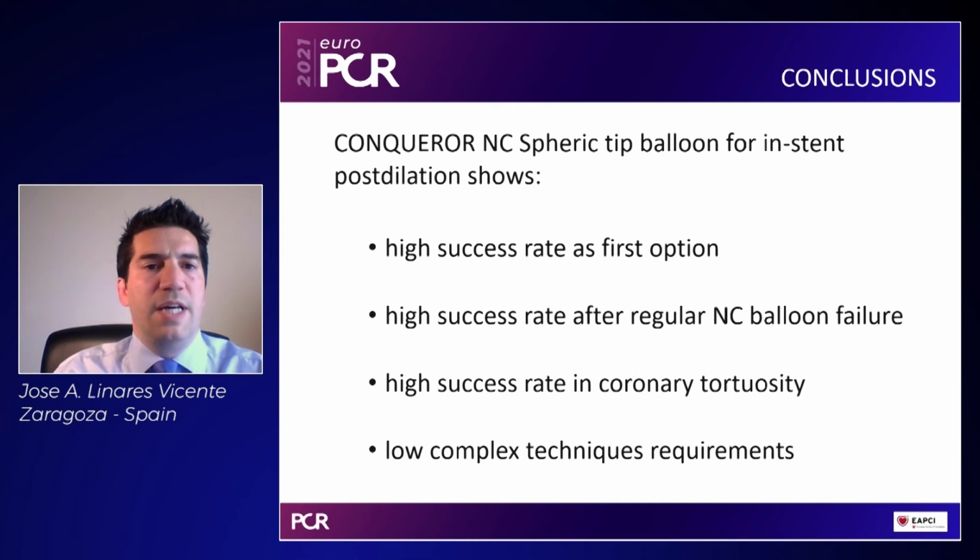In view of this result, our conclusion is that the Conqueror NC spherical tip balloon for stent post-dilatation shows a high success rate as a first option, a high success rate after regular NC balloon failure, a high success rate in coronary tortuosity, and low requirement for complex techniques.